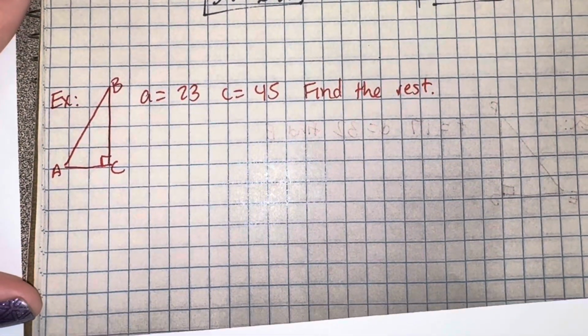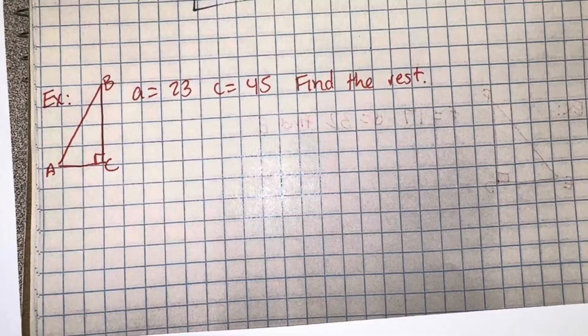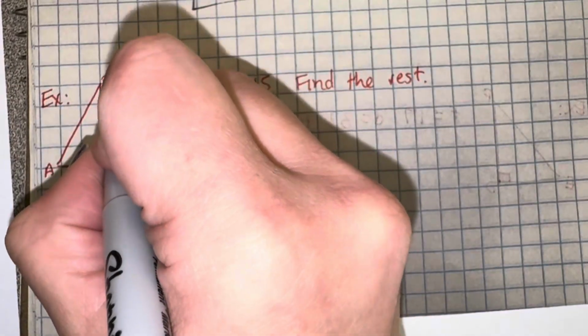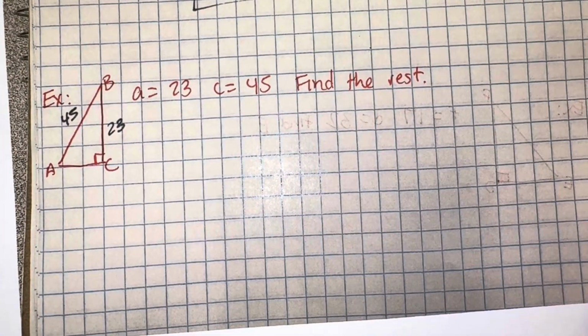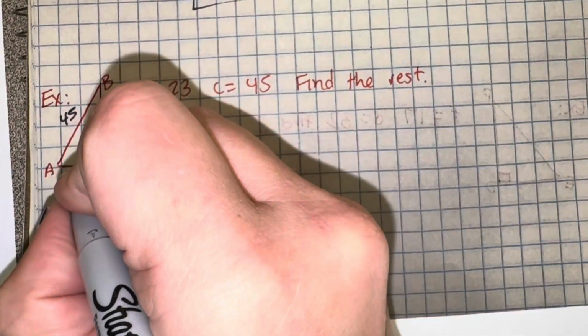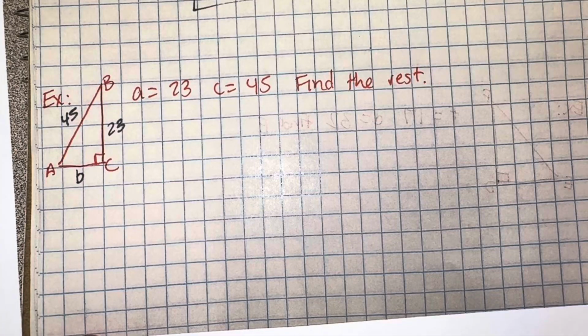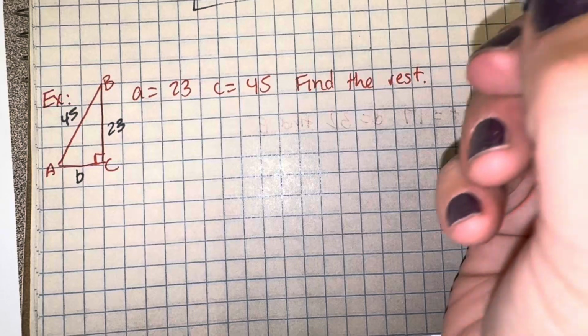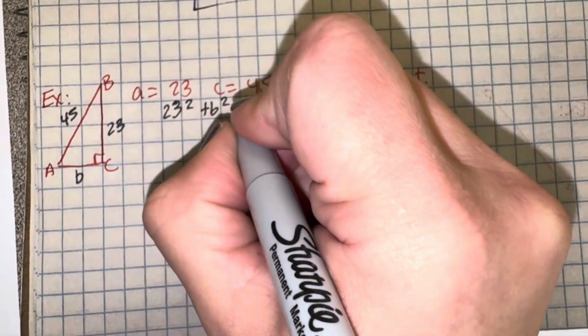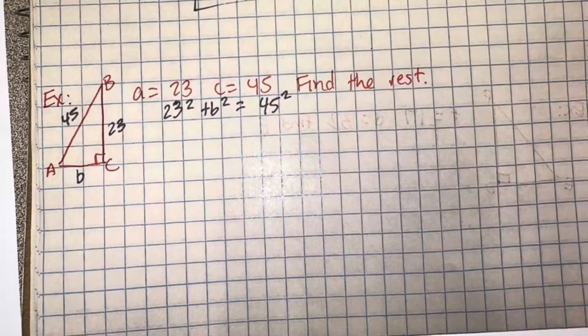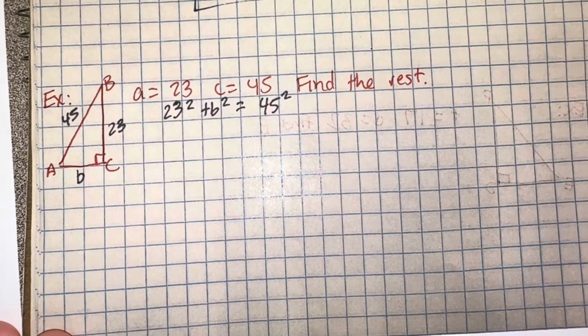Last one. Okay, I got some more information. I got to fill it out. So I know this side is 23. The one across from c is 45. And I don't have my angles, and I don't have side b. So I need to decide where I want to start from. I can start wherever I want to. I already have these two sides, so I might start with b and say that I know that a squared plus b squared equals c squared, and solve for that.